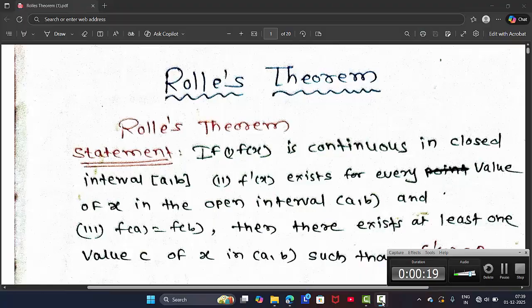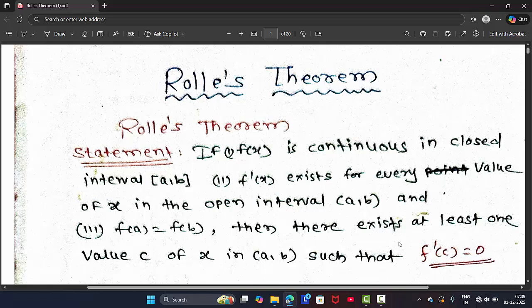Hello friends, in this video we will solve the problems by using Rolle's theorem. Before solving the problem, we shall state the theorem. The Rolle's theorem is like this.